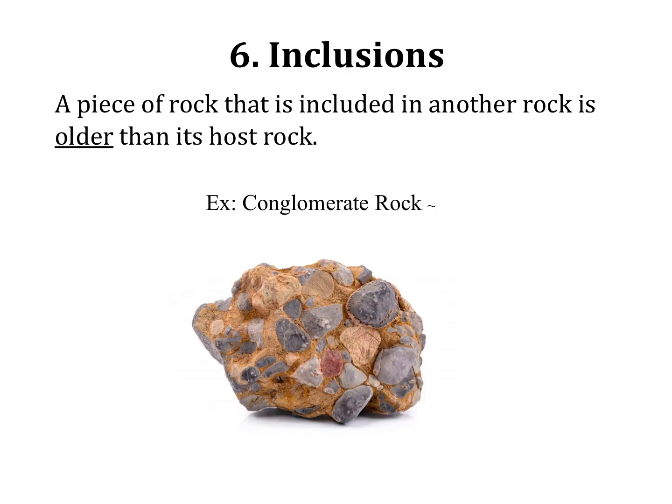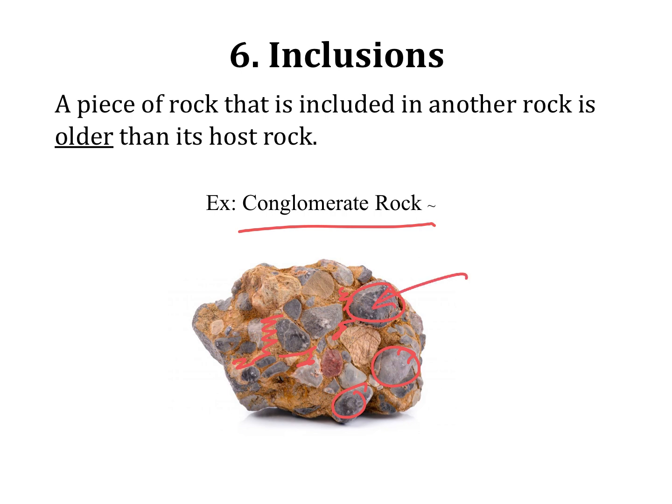The sixth principle is the principle of inclusions, and this tells us that a piece of rock that's included in another rock must be older than the host rock. So a good example of this is simply a conglomerate, one of the rocks that we learned in the sedimentary rocks. A conglomerate is made of pebbles, fairly large pebbles, so we can see those here, and then they are enclosed by this matrix which kind of holds them all together.